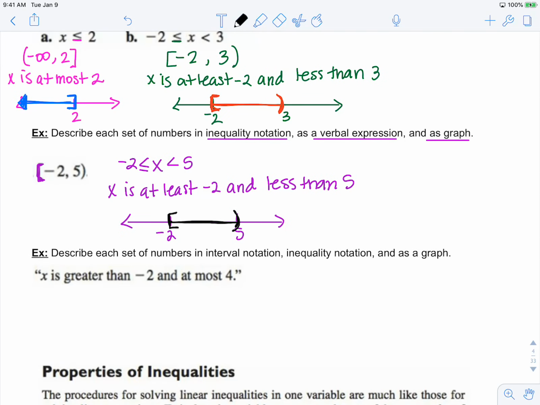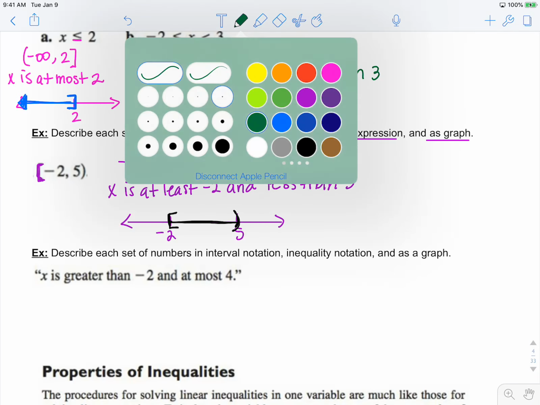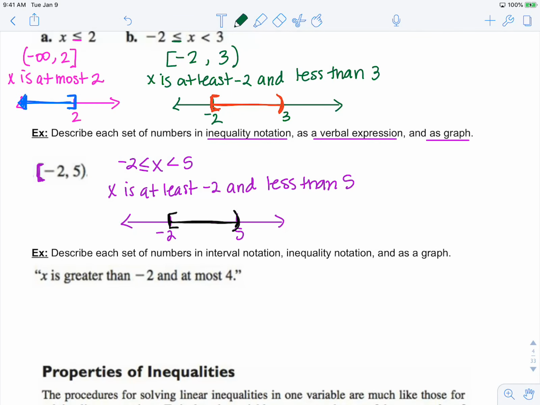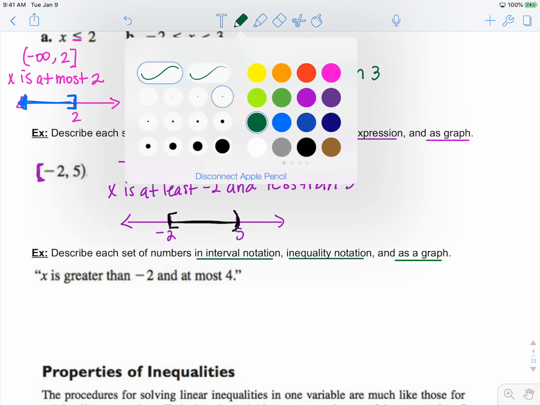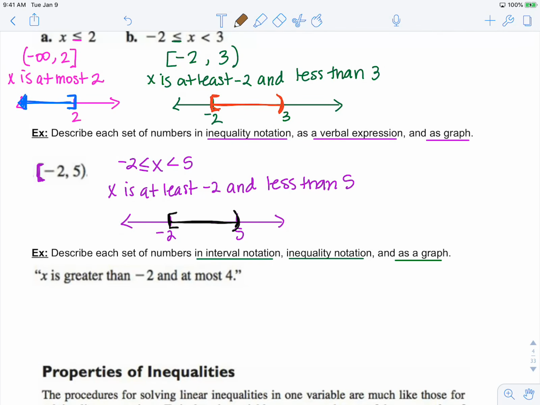And then here in our last one for this video, we want to describe this set of numbers in interval notation, inequality notation, and as a graph. So we should have 3 solutions here. X is greater than negative 2 and at most 4. So that means x is bounded between negative 2 and 4. Now it's greater than negative 2, but at most 4 means that it can equal 4.